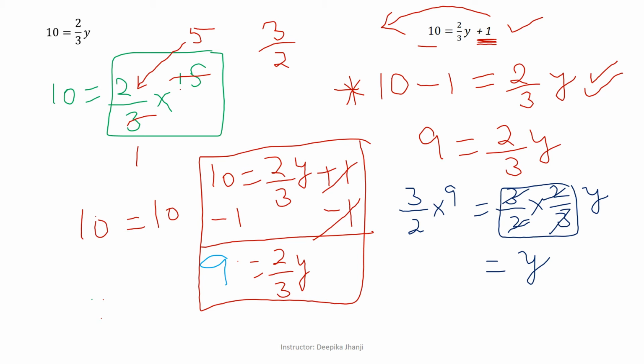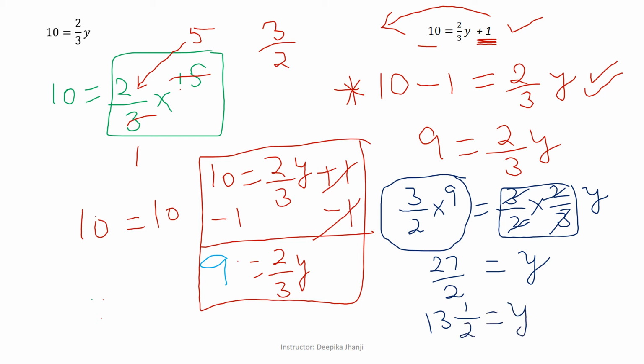On the left hand side, when you multiply these fractions, you get 27 upon 2. Now this is an improper fraction. You will convert it into a mixed fraction. So 13 times 2 is 26. So 13 and 1 upon 2 is equal to y. That is the solution of this equation.